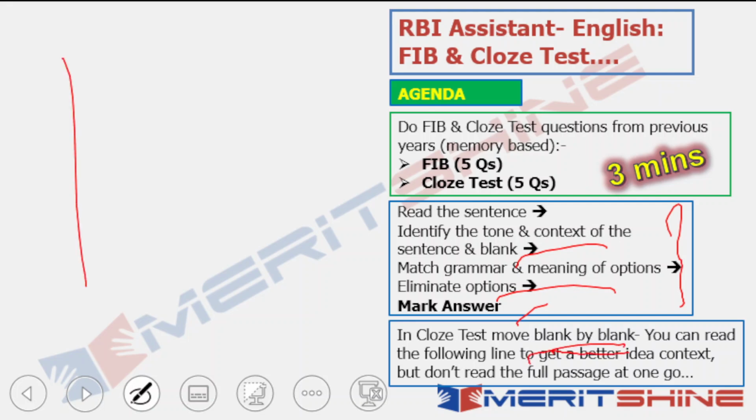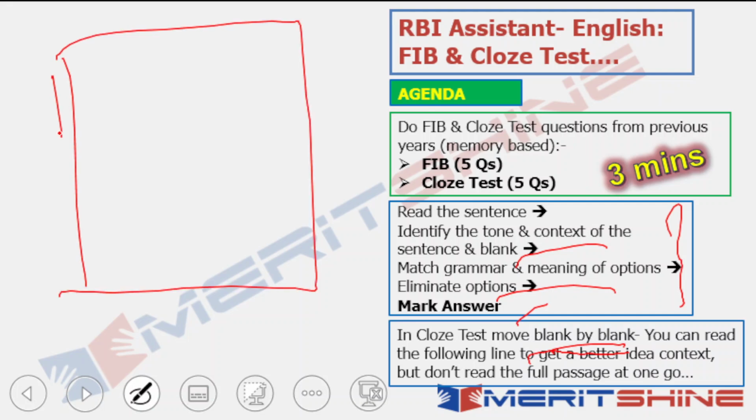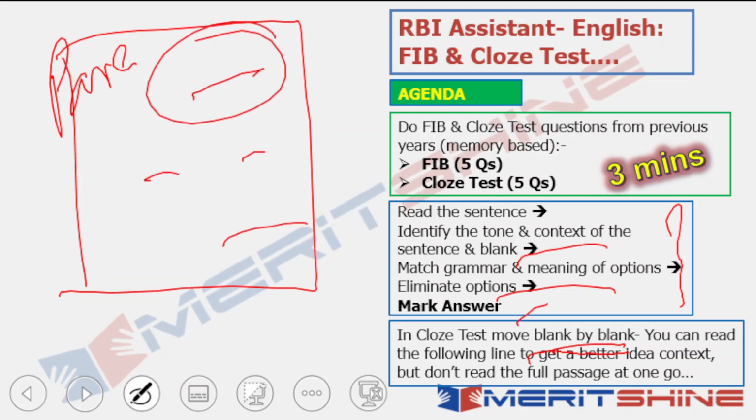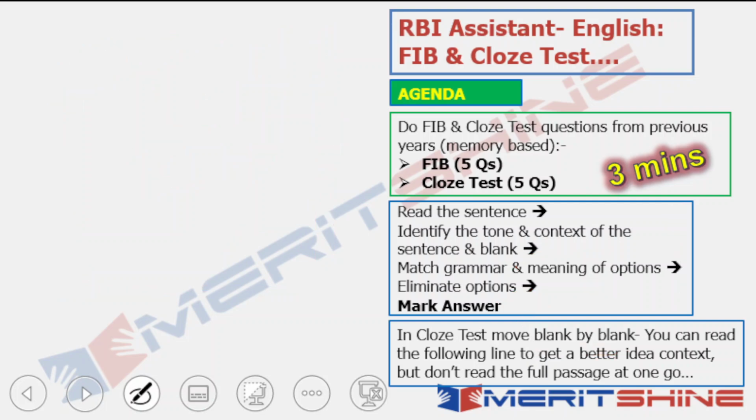What is Cloze test? There is a paragraph, and in that paragraph there will be blanks at 4 or 5 places. You'll have to fill the blanks. Now, Cloze test is a longer paragraph, so there would be some sentences which will have blanks, and some sentences which would not have blanks. So in Cloze test, move blank by blank. You can read the following line to get a better idea of the context, but do not read the full passage at one go.